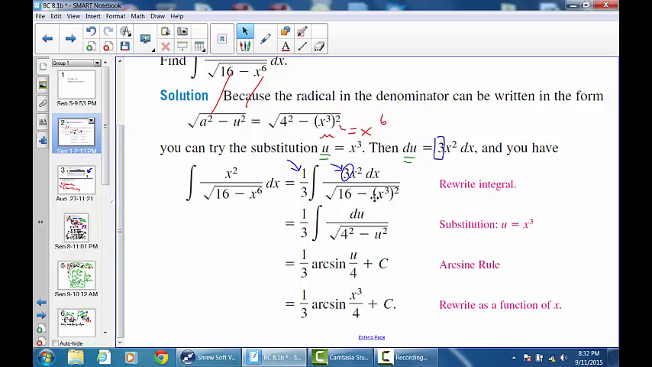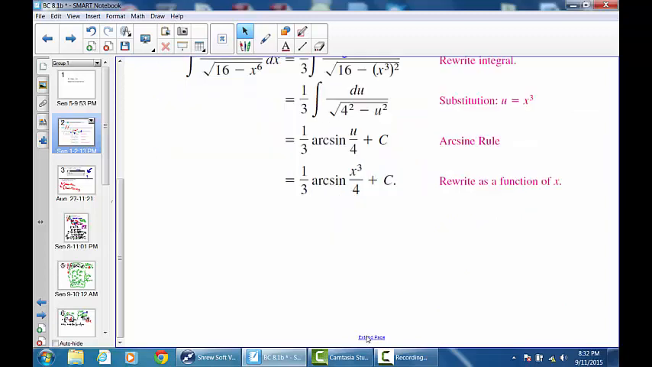And then we look at this as the square root of 4 squared minus u squared. This is our du. And this, of course, will be the inverse sine of u over a, which will be u over 4. And our u, don't forget, is x cubed.